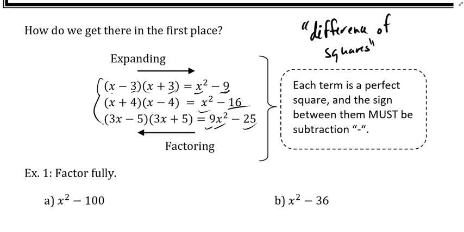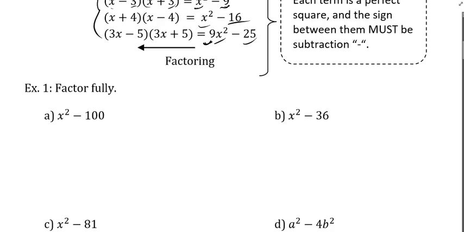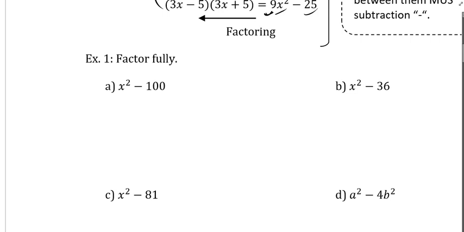That last one is interesting because it's got a 9x squared, so it's still squared. But again, the square root of 9x squared is 3x, because 3x times itself, 3 times 3 is 9, and x times x is x squared. So how do we use that to factor?